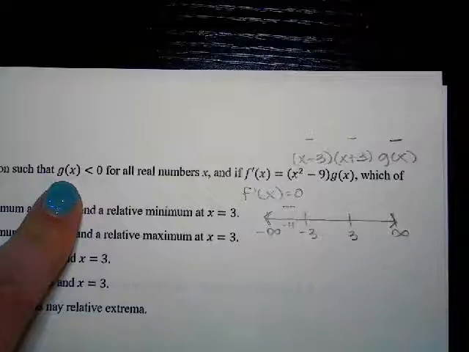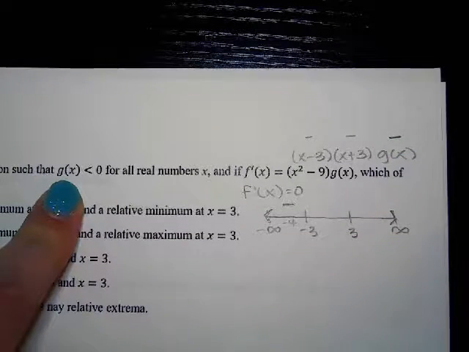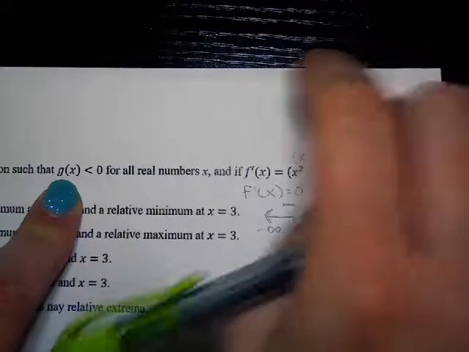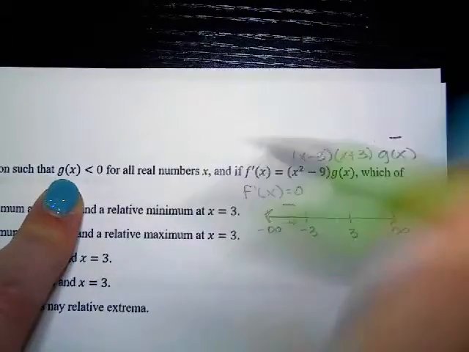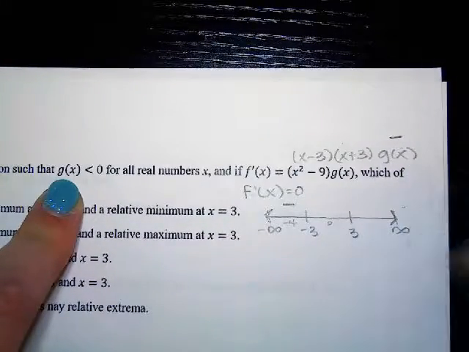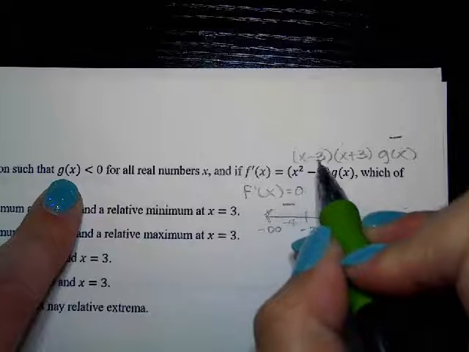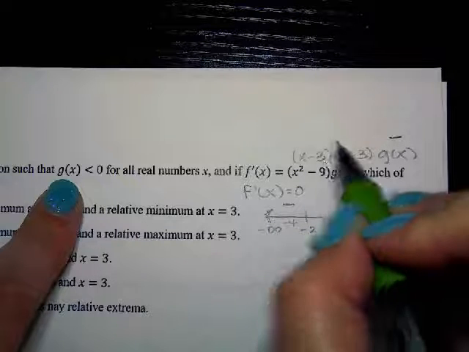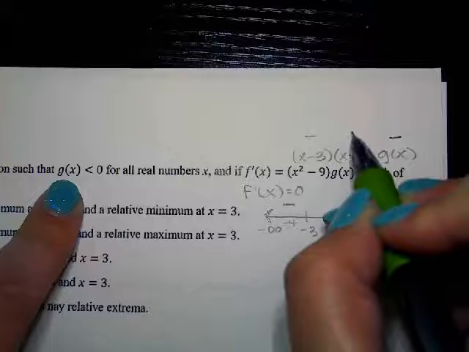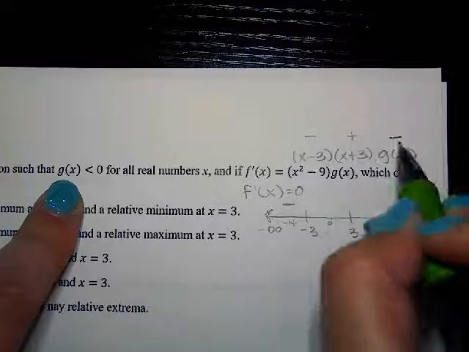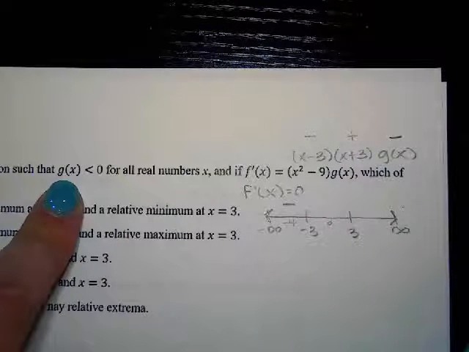That's fine. Okay. What's the number between -3 and +3? 0. All right. 0 minus 3 is negative, 0 plus 3 is positive. So if we have a negative times a positive times a negative, positive. Okay. And then what's the number between 3 and infinity?